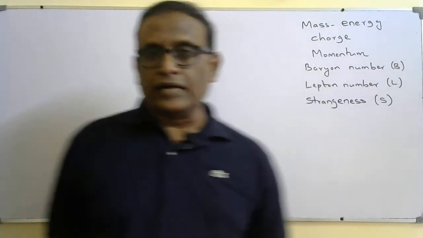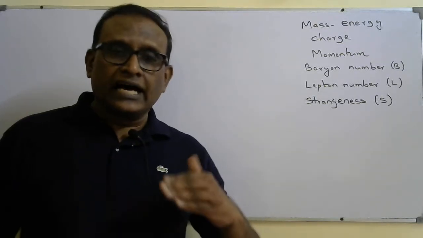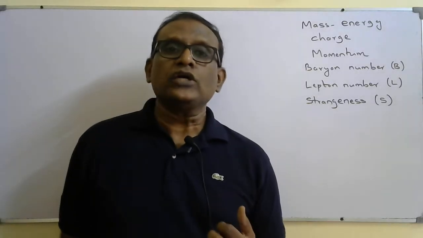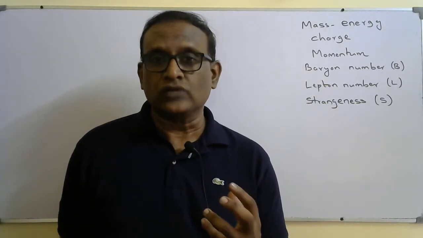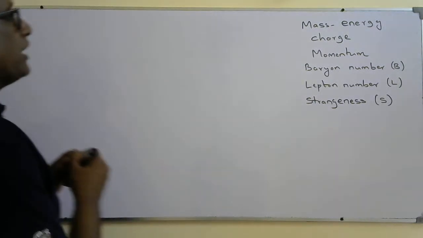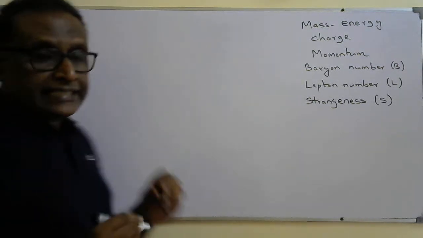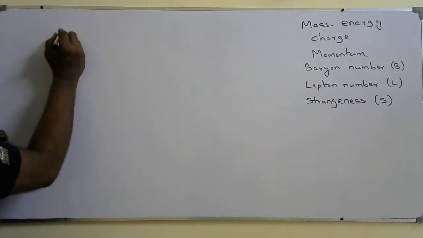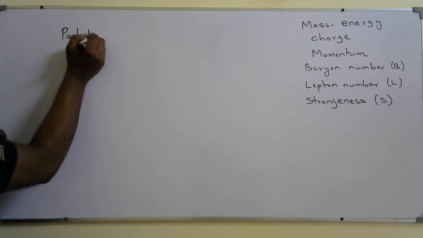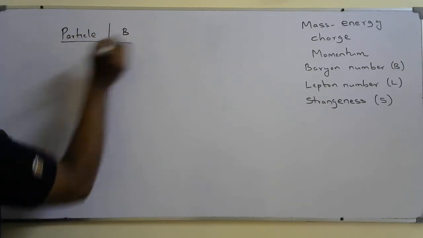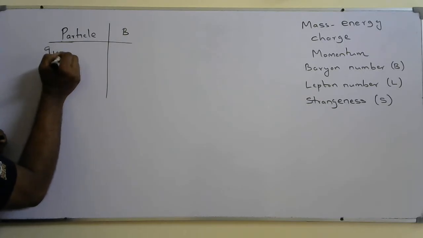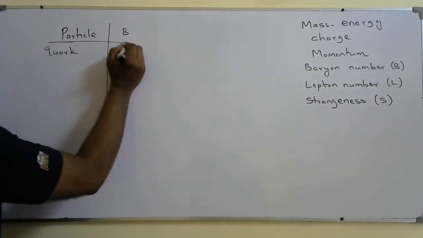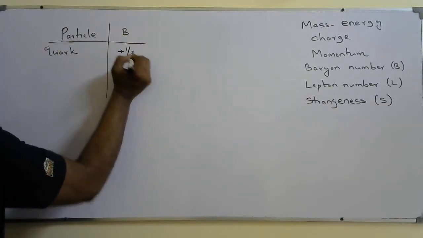Okay, so what is Baryon number? It's a number assigned for particles, mainly for quarks. How is it assigned? The Baryon number of a quark is equal to plus 1 by 3. So for any type of quark, out of the 6 quarks, its Baryon number is plus 1 by 3. That's the way it's assigned.